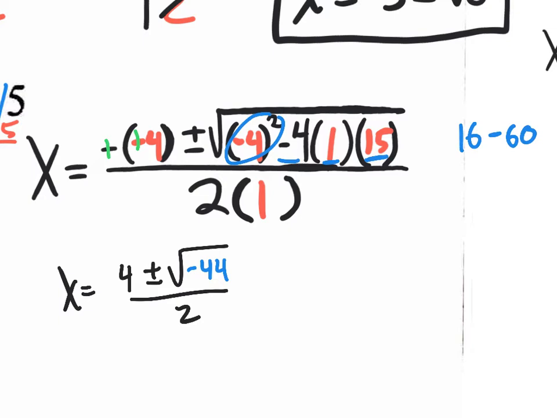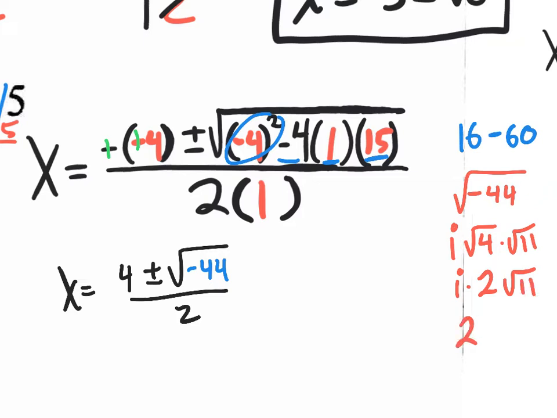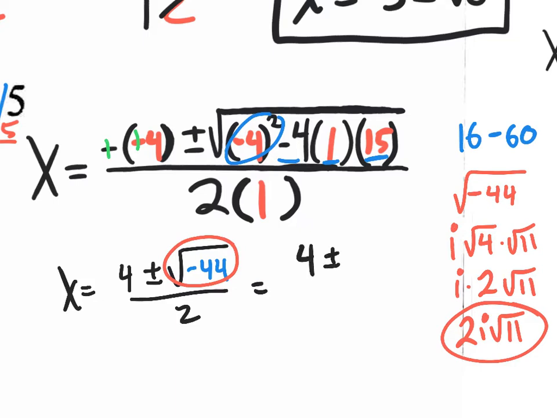So we're going to take the square root of negative 44, and right here on the side, I want to simplify it. I know that that negative is going to come out as an imaginary. I know that the 44, I'm going to break it down to 4 times 11. The square root of 4 is 2, so I really have i times 2 times the square root of 11, which means I have 2i square root of 11. Okay, so I'm going to replace the square root of negative 44 with 2i square root of 11. So let's rewrite it. We really have 4 plus or minus 2i square root of 11, all divided by 2.